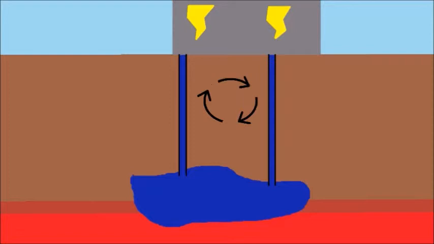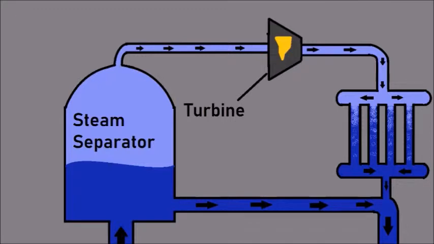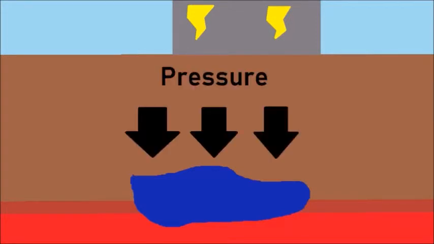When there's a reservoir of hot water underground, this water can be brought to the surface and steam can be separated from the hot water. The steam can then be used to run a steam turbine and create electricity. The reason why the reservoir does not turn into steam underground is because of all the pressure from the tons of rock above it. Sometimes, however, the water is not quite hot enough to run a steam turbine.